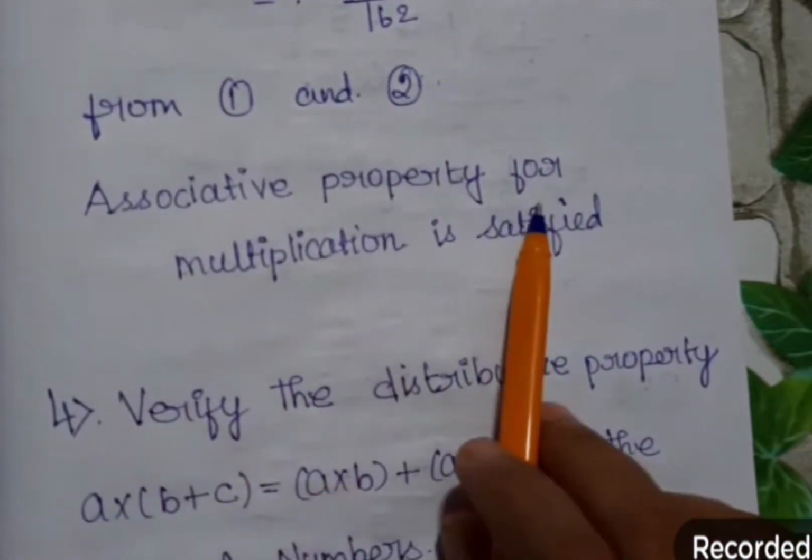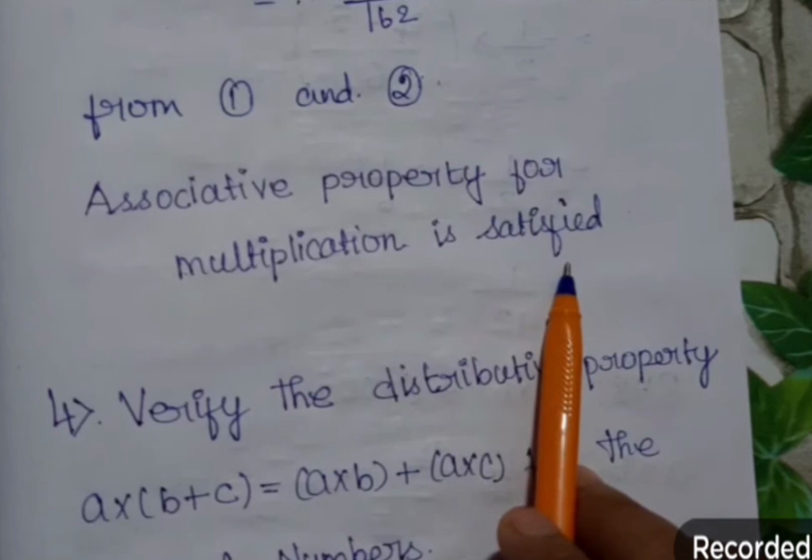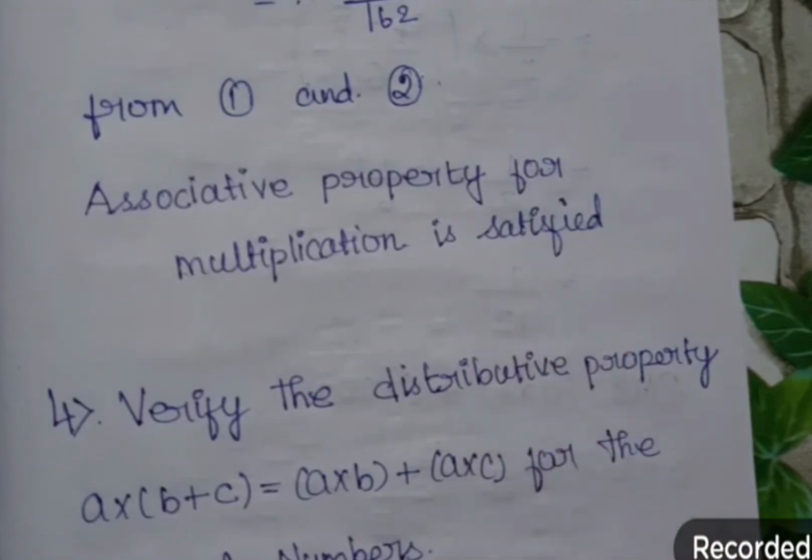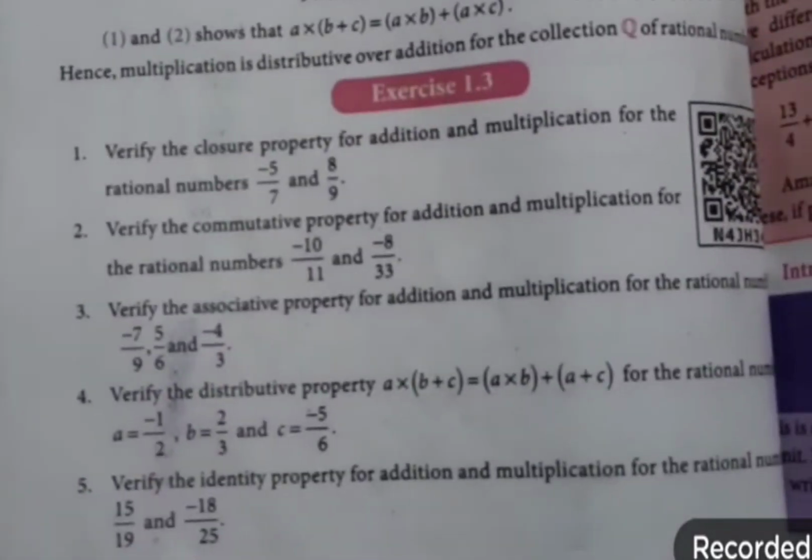Same method for the fourth problem, the distributive property. First you have to find the value inside the bracket. Afterwards substitute the values for the outside value and find the answer for the fourth one. Okay. So the fourth problem, you try to do it.